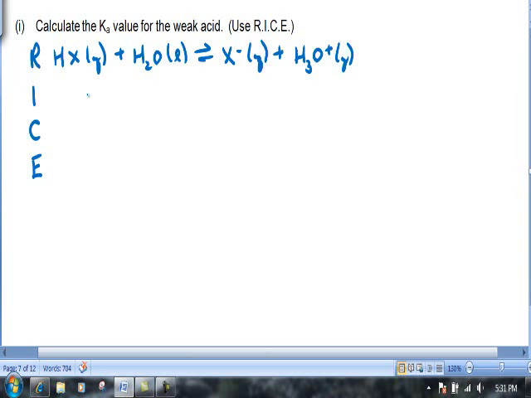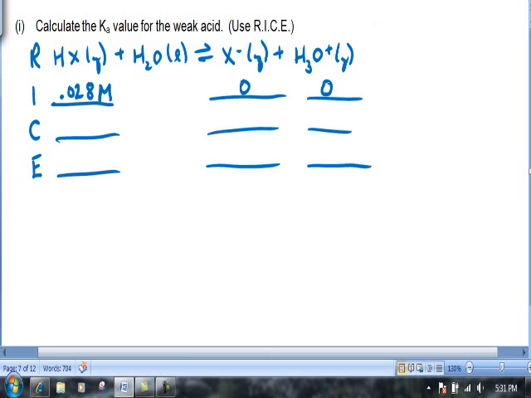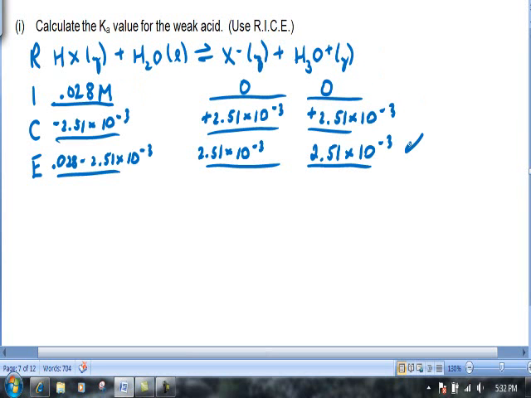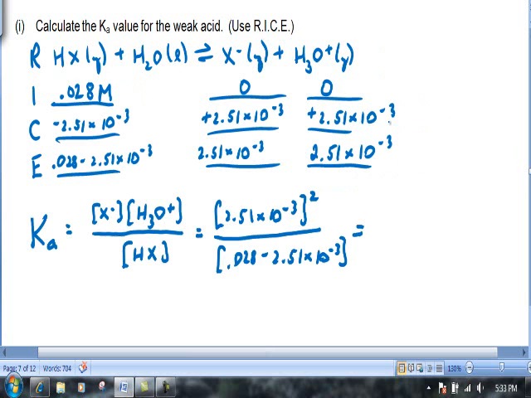For this, we'll utilize the RICE strategy. Let's start by writing the hydrolysis reaction for the weak acid in water. Earlier, we calculated the initial concentration of the acid. That's so we can utilize this for the initial value in our RICE strategy, the 0.028 molar. Initially, before the acid reaches equilibrium, we'll say the H3O+ and X- are 0. We determine the H3O+ concentration from measuring the pH of the solution prior to adding any NaOH.